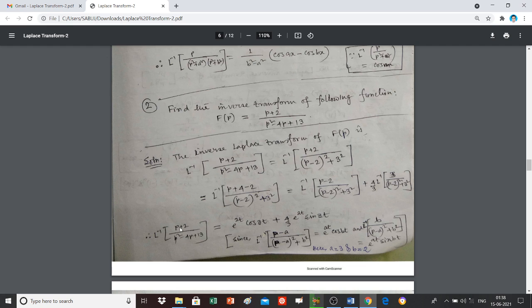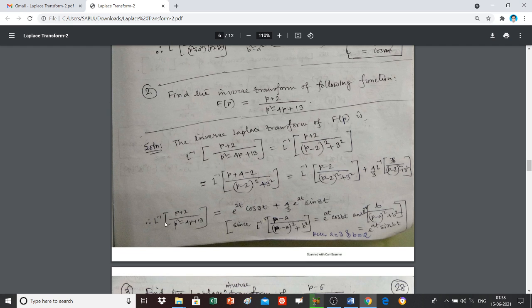That is equal to, therefore L inverse of (p+2)/(p²−4p+13). You know that the inverse Laplace transform of p/(p²+3²) is cos 3t, or 3x, whatever may be the function. So cos 3t, okay, that is cos 3t.